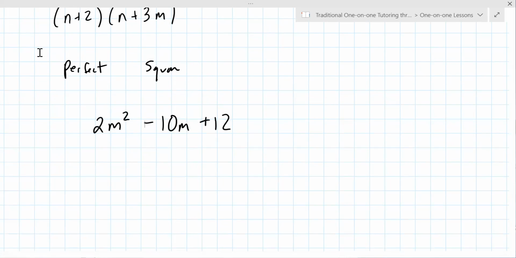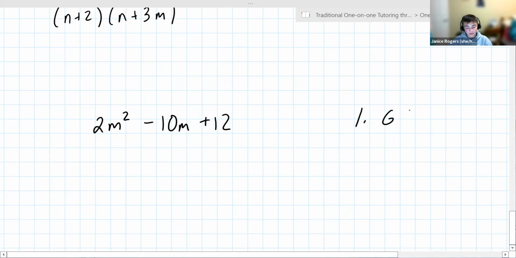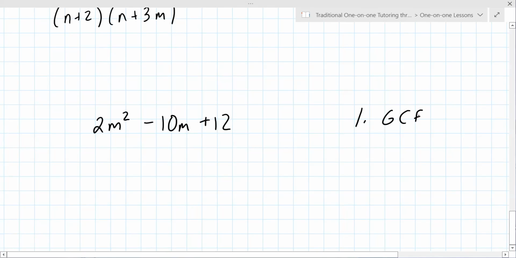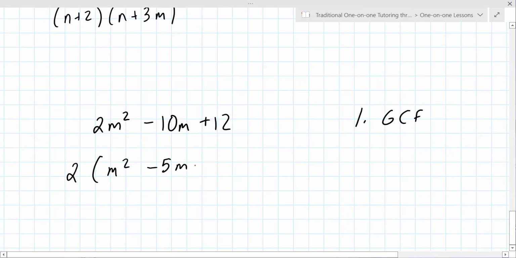Okay, so what is the very first type of factoring that you are always supposed to do? Greatest common factor. Does this have a greatest common factor? 2. Yes. So you bring the 2 out. m squared minus 5m plus 6.